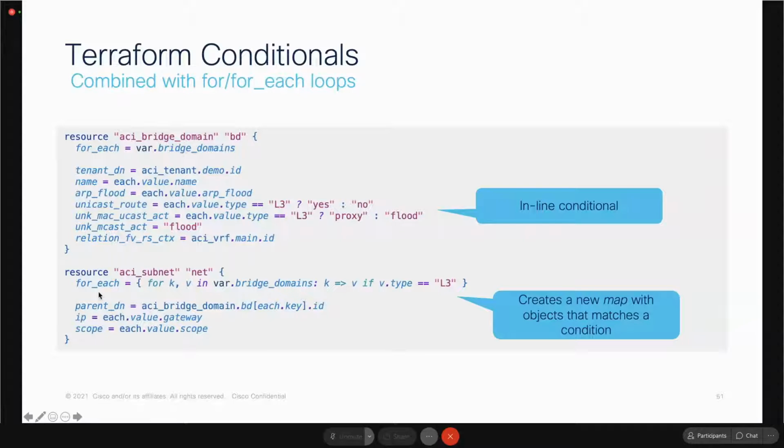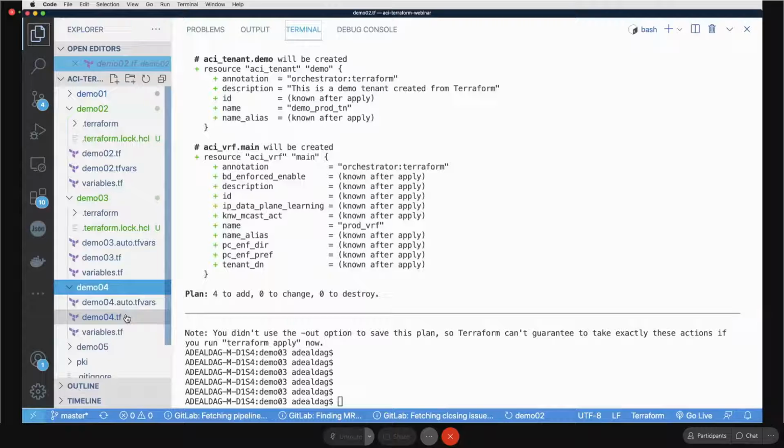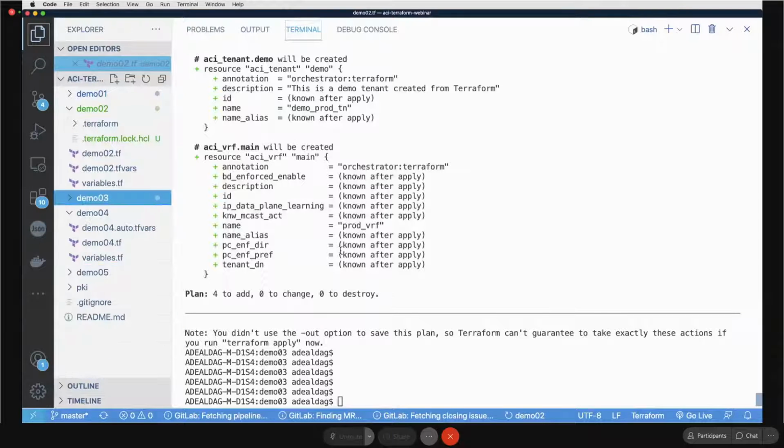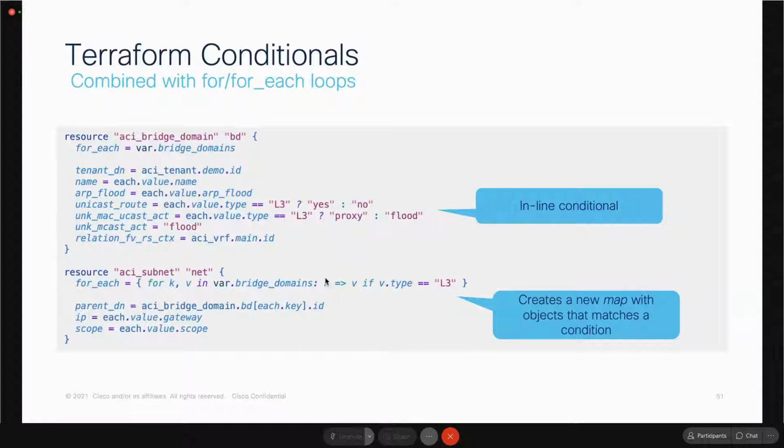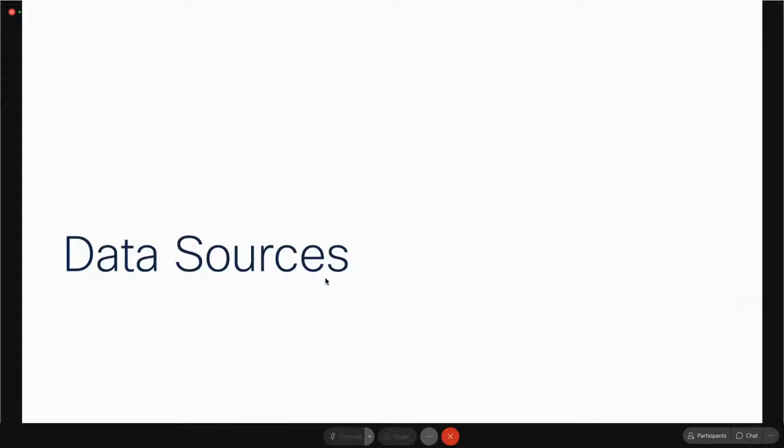So if you want to see how this works in more detail, you can go to demo number 4 and test it out in your environment. So here you have the demo with that particular code. That's basically the way conditionals work in Terraform. And with that, you can add some logic to your code to get a little bit more power.